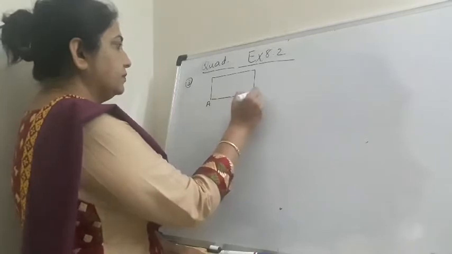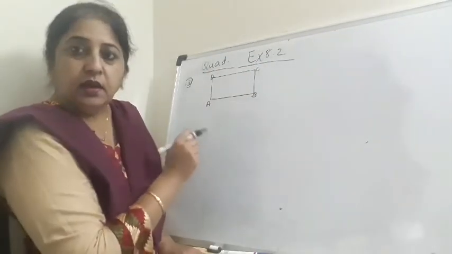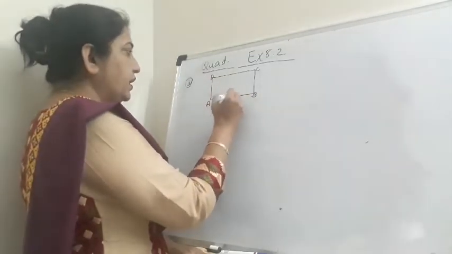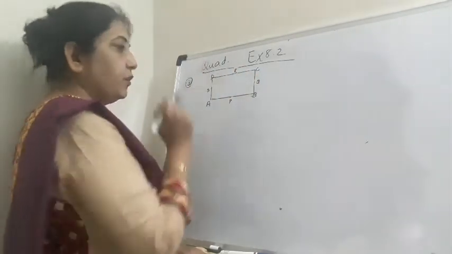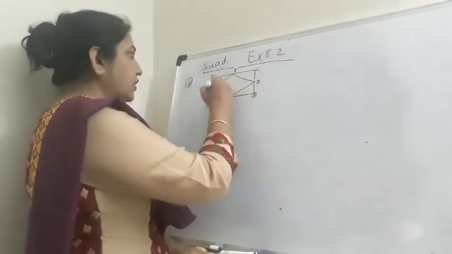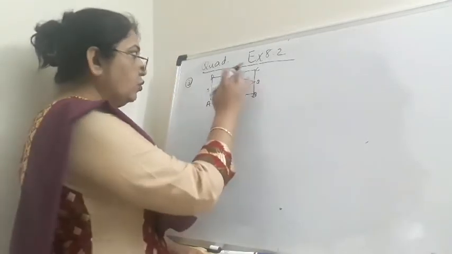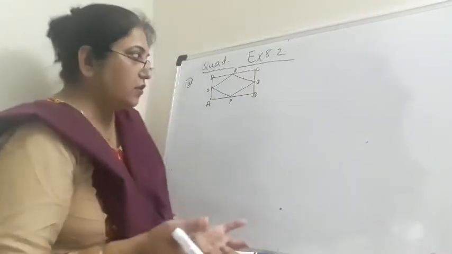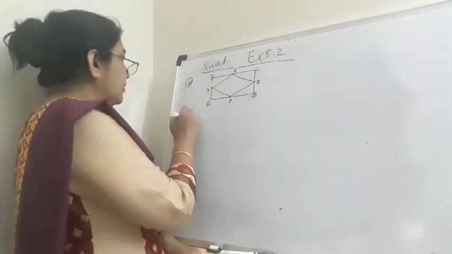ABCD is a rectangle. You know what a rectangle is? Opposite sides in a rectangle are equal and each angle is a right angle. Now ABCD is a rectangle in which P, Q, R and S are the midpoints. Now when we join these midpoints, we will get a quadrilateral. Now for this quadrilateral, you have to prove that PQRS is a rhombus. And you know what a rhombus is? Rhombus means all four sides are equal. So let us first see what is given.